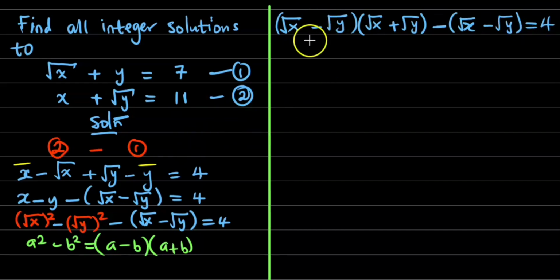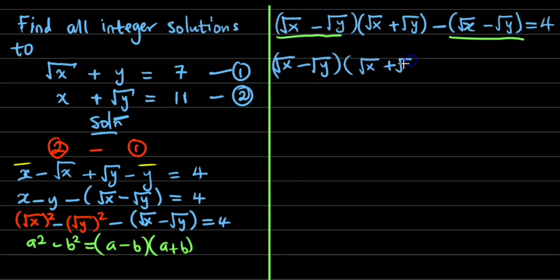So I'm going to factor out the common factor. You notice that this right here is a common factor. It's here and over here as well. So we will factor that out. We'll have square root of x minus square root of y, and we'll be left with square root of x plus square root of y, then over here we'll be left with negative 1. This is equal to 4. So the product of two brackets gives us 4. This is not a case of 0.